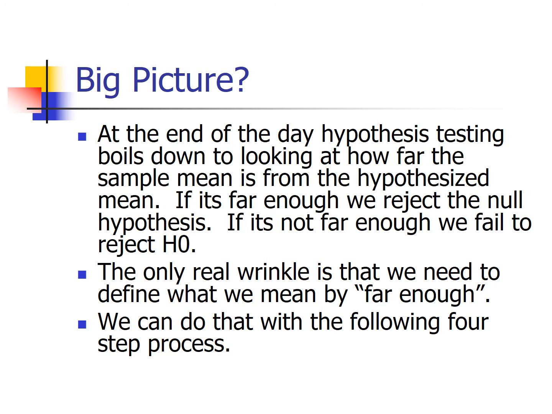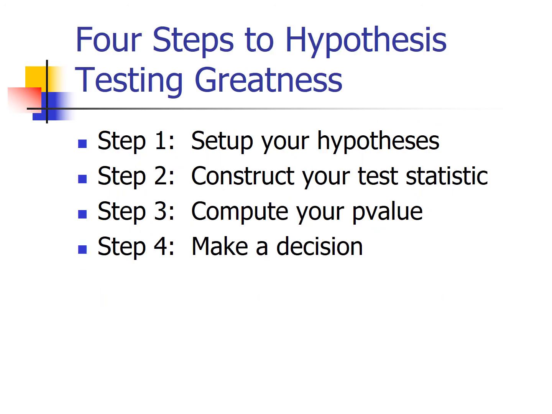Now, we can do a hypothesis test with the following four-step process. The four-step process will work for us for every type of hypothesis test that we need to do. And here it is. Step 1. Set up your hypotheses. We've already done some practice with that. We did 3 examples of it last PowerPoint. Step 2. You need to construct something called your test statistic. Step 3. You need to compute something called a p-value. Step 4. Using your p-value, you need to ultimately make a decision between which of the 2 hypotheses you support.